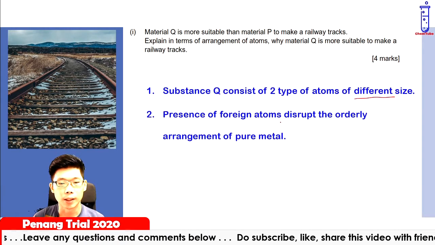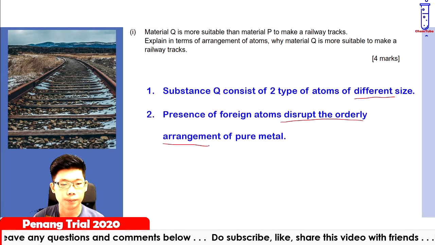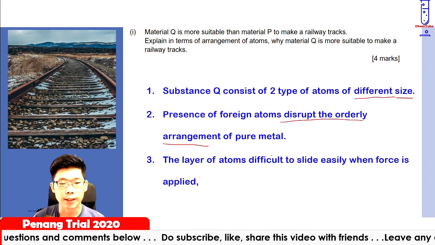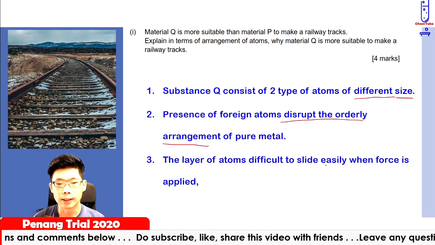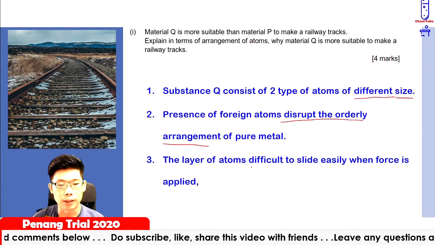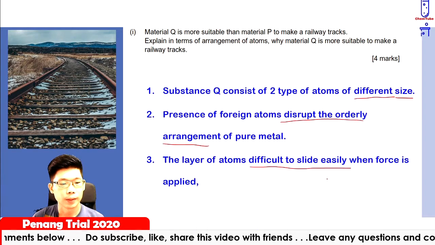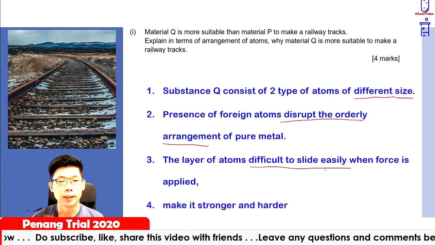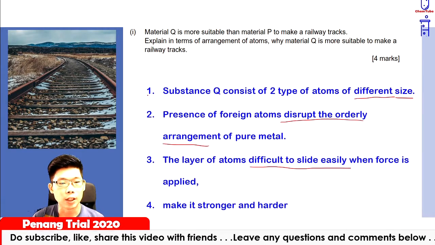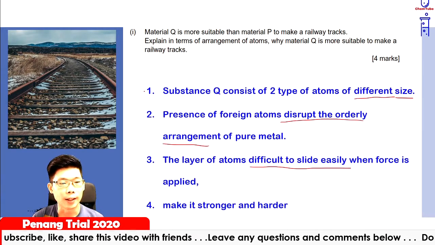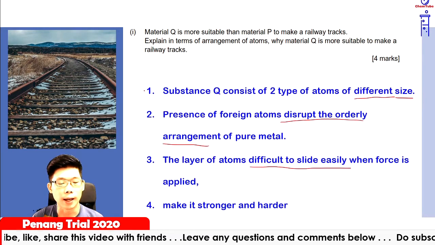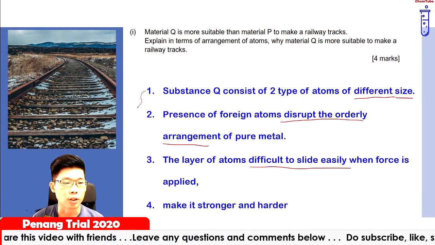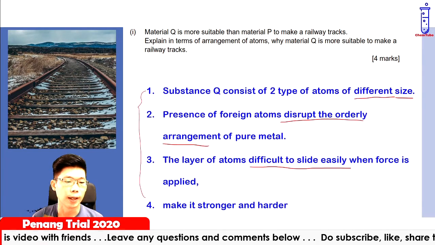Next, the presence of the foreign atoms disrupts the orderly arrangement of the pure metal. Next, the layers of atoms are difficult to slide easily when force is applied. Then it makes it stronger and harder. So this is the explanation for the alloy. Whenever you want to explain alloy, these are the points that you need to mention. So please pay attention here.